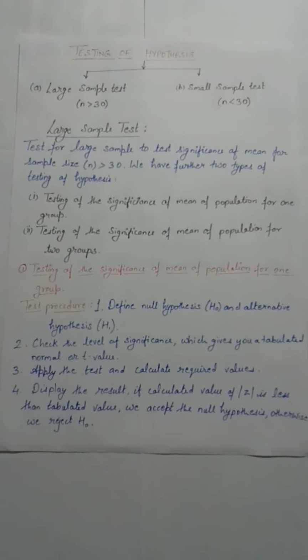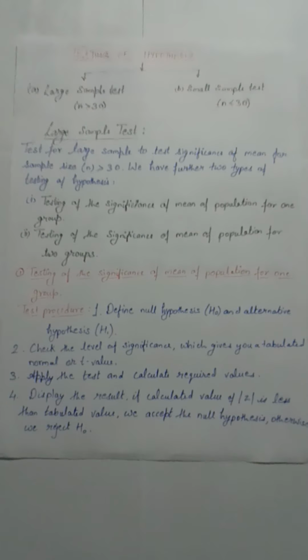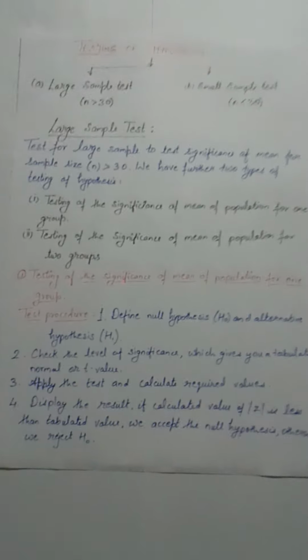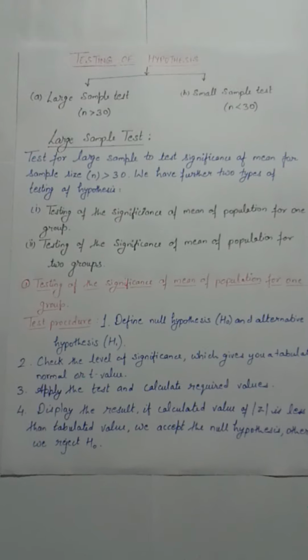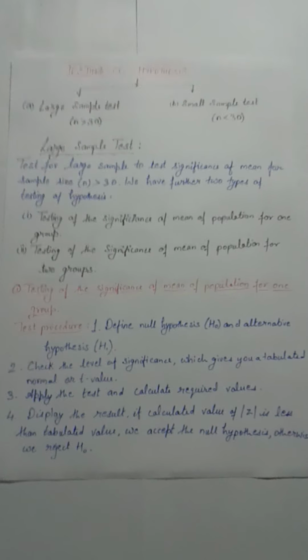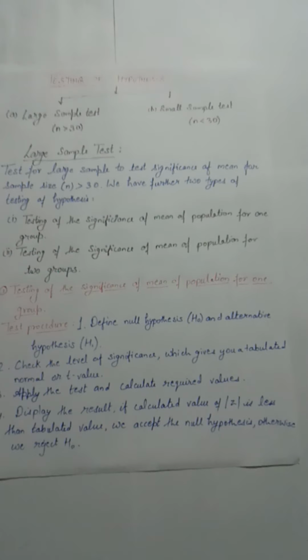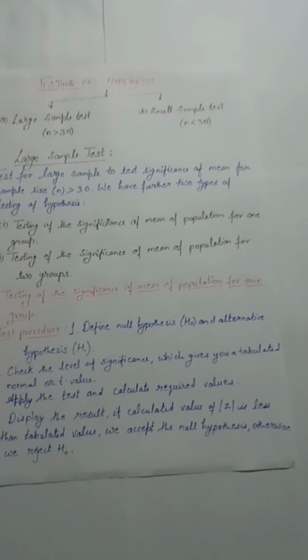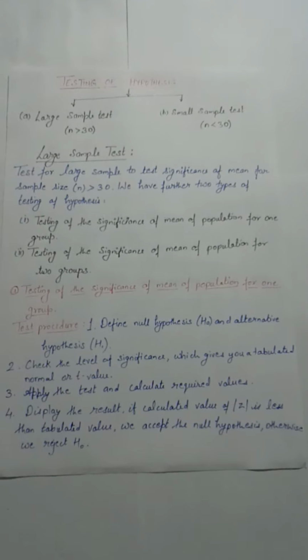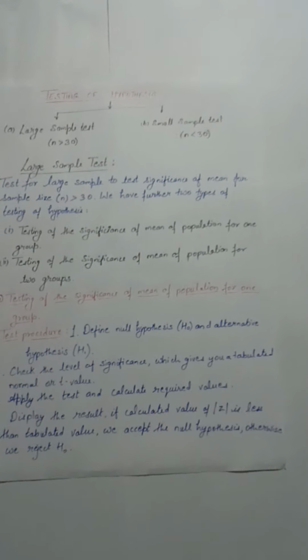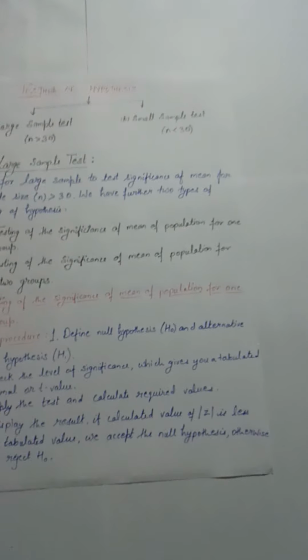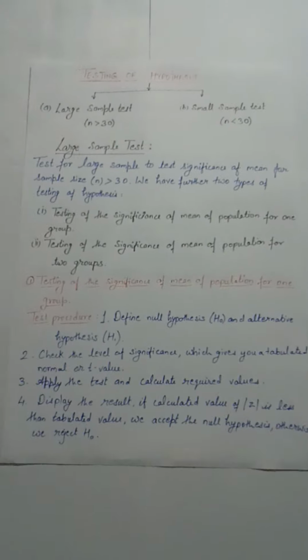Today we will do the next chapter of our course, that is hypothesis. So hypothesis is the assumption that we make about the population parameter, and testing of hypothesis is a procedure or process by which we accept or reject any statistical hypothesis based on a sample taken from the population.